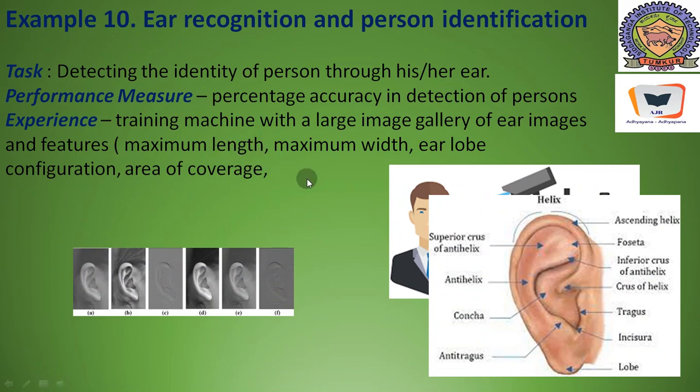Experience, training the machine with a large image gallery of ear images and features like maximum length, maximum width, earlobe configuration, and there are different features marked over here. All these features are measurable and can be provided, and these measurements are done over a given image. That is the beauty. And the area of coverage of this particular ear.